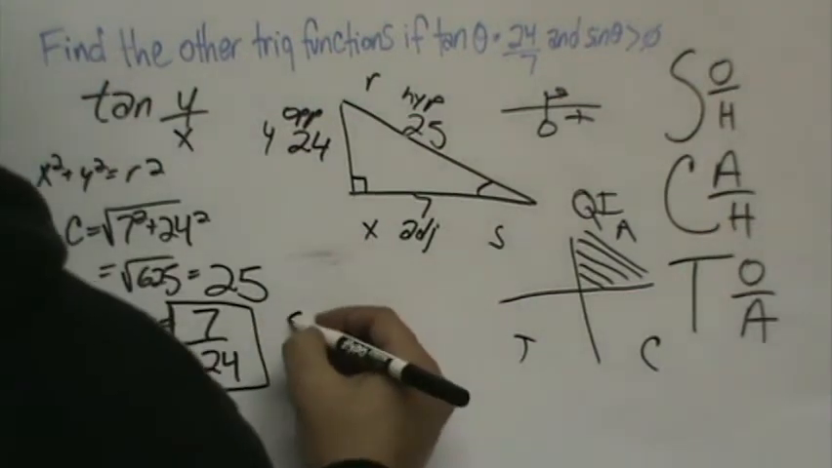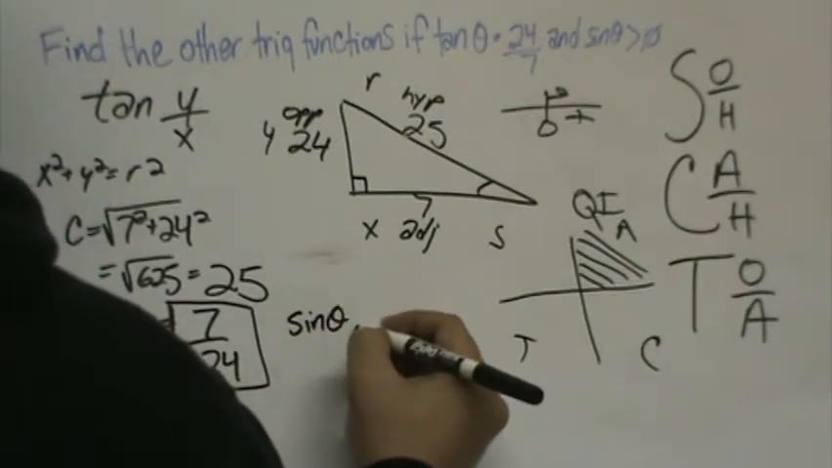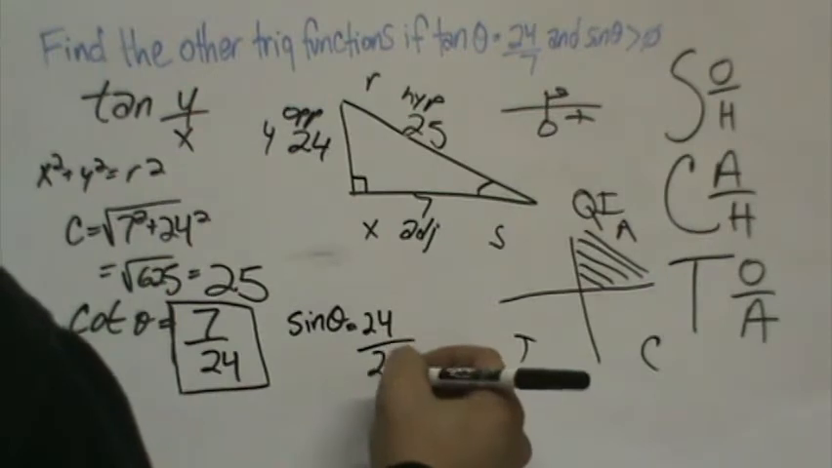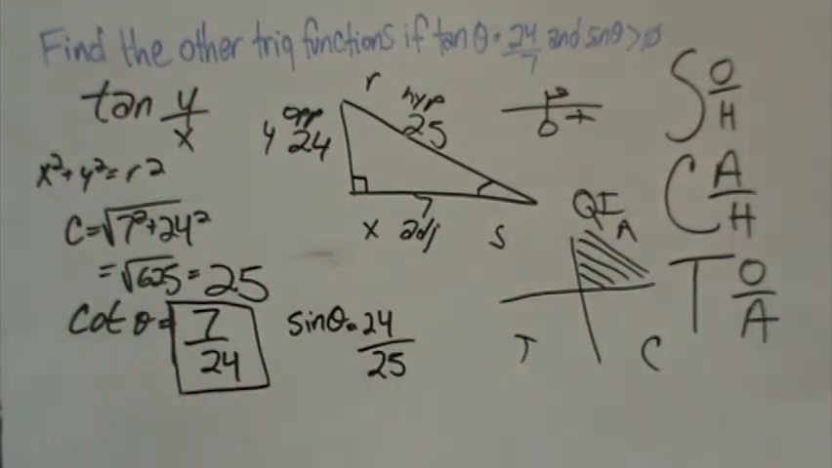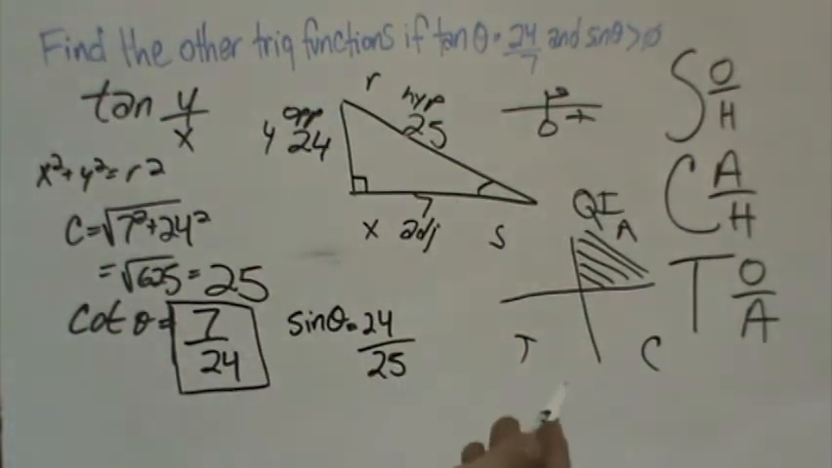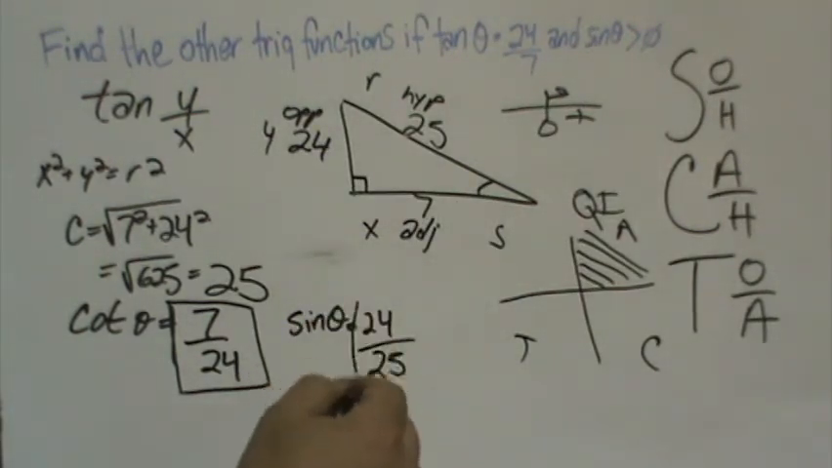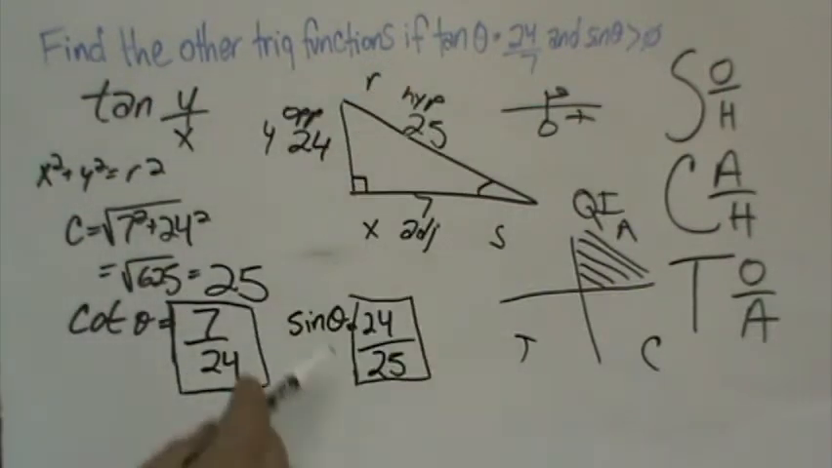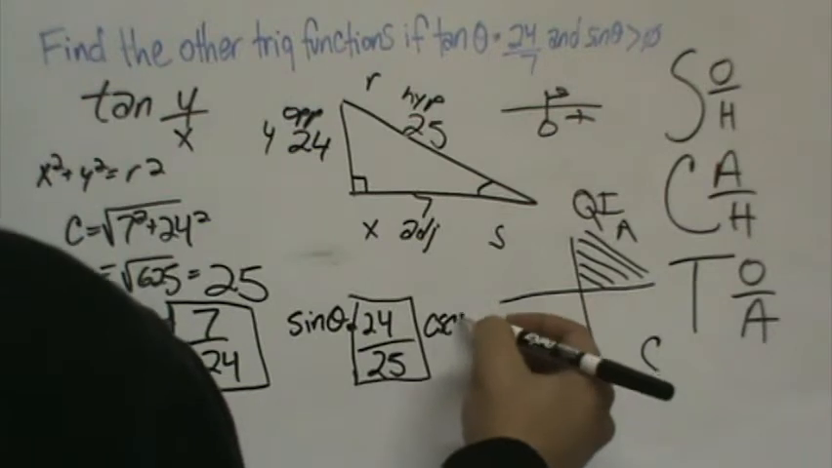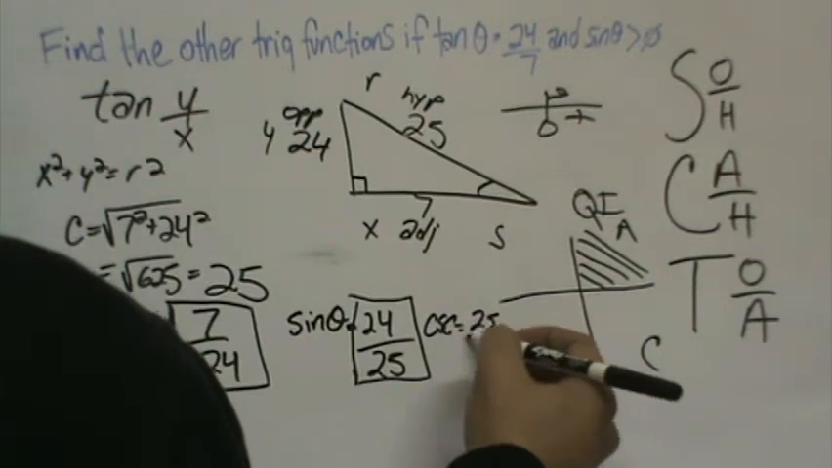Now let's try sine theta. It's 24 over, and what was the hypotenuse? 25, right? Now is it going to be positive or negative? Remember, we're in quadrant 1, so we know that everything is going to be positive. We don't even have to worry about it in this problem. So here's sine, and cosecant is going to be 25 over 24.